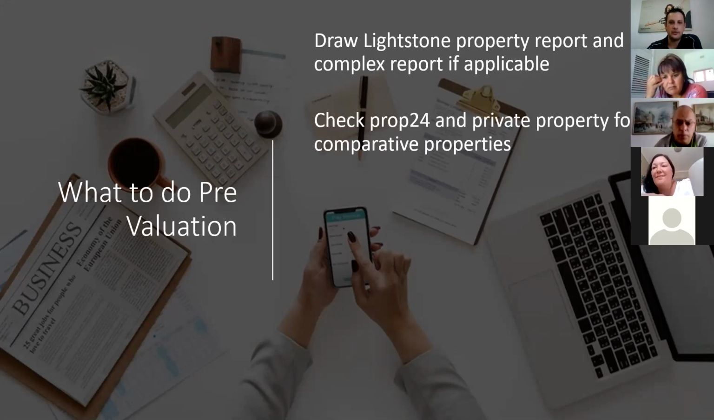Drawing the Lightstone report. The next thing you're going to do is check Property24 and Private Property for comparative or similar properties. Now, this ties in with the conversation we had the other day when we did the listing presentation, the pre-appointment phone call, where the seller says, Gavin, I'm thinking of selling my house. Please come and have a chat with me.